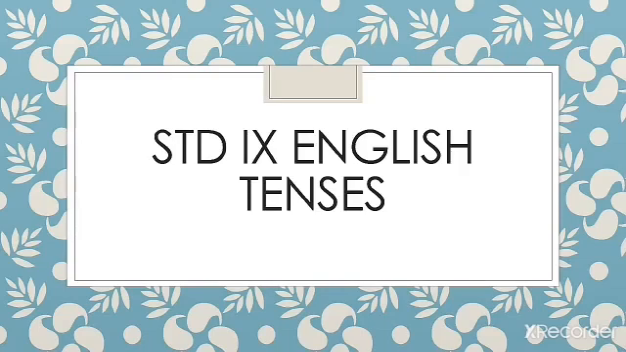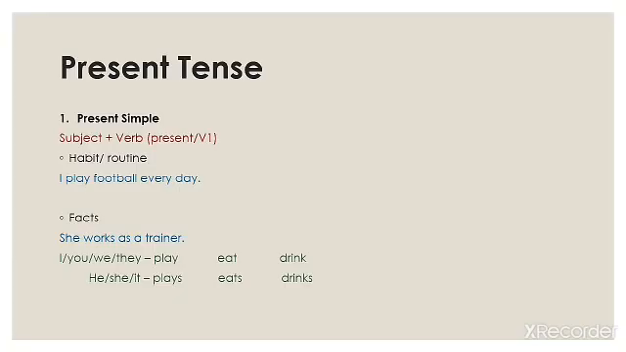Today we will be studying tenses, and as you know, tenses refer to the time of action. Tenses can be grouped into three kinds: present tense, past tense and future tense. So let's begin with present tense. Present tense can be classified into four forms. The first form is present simple.